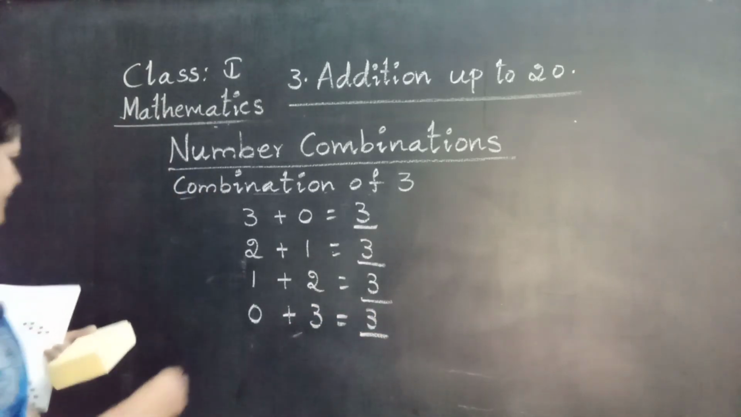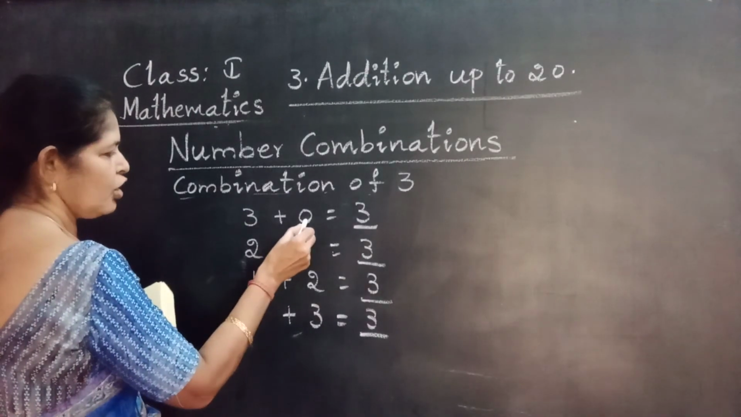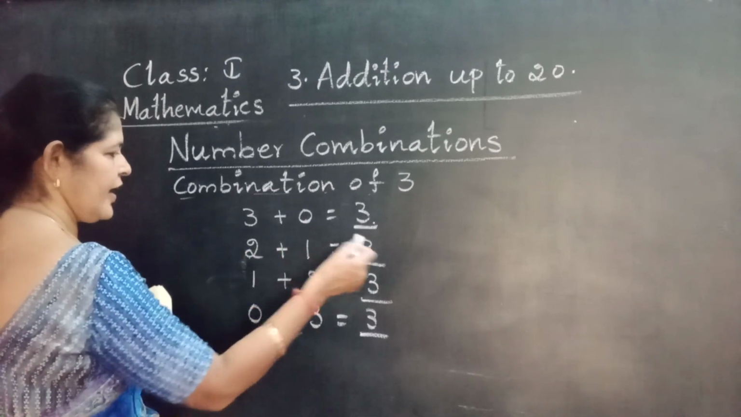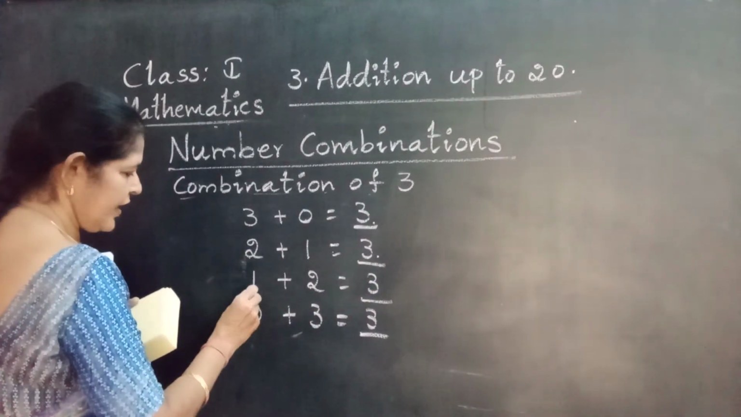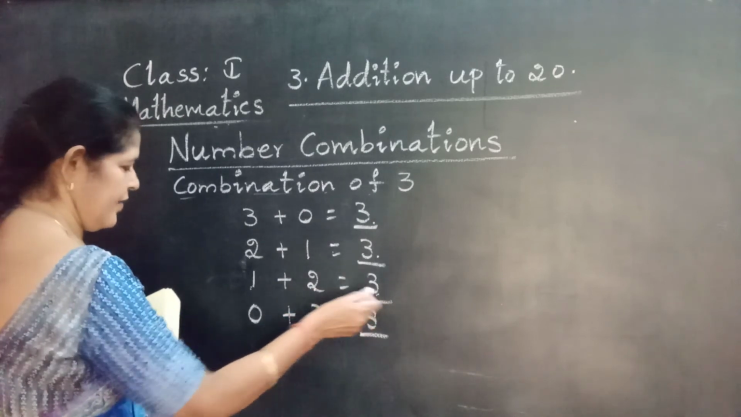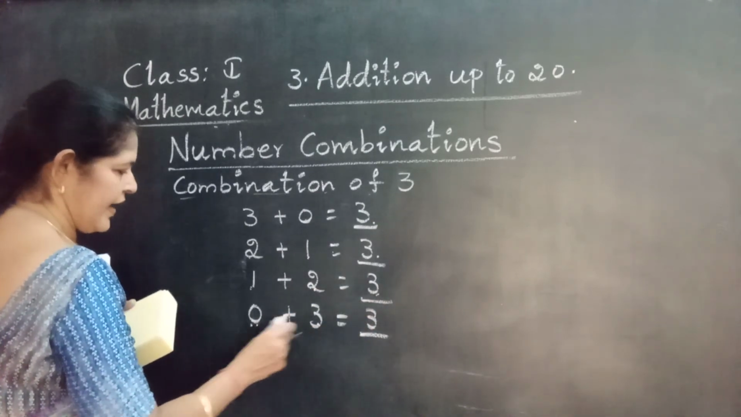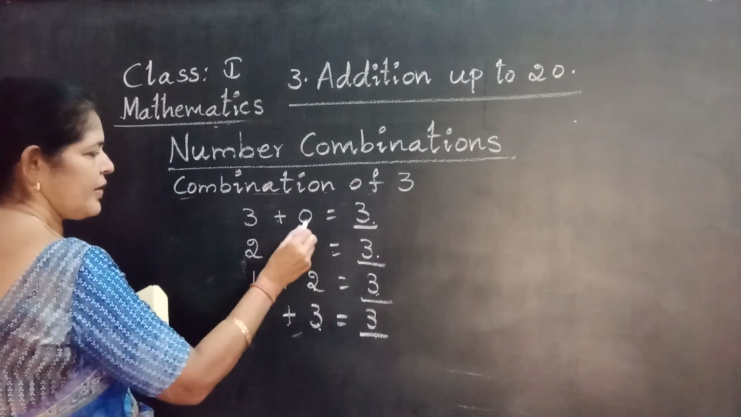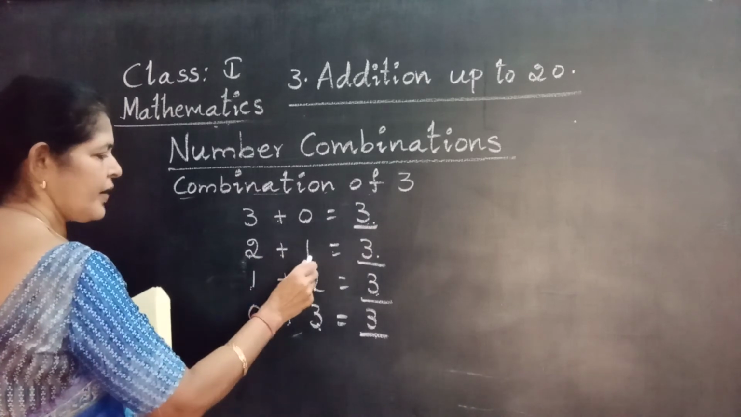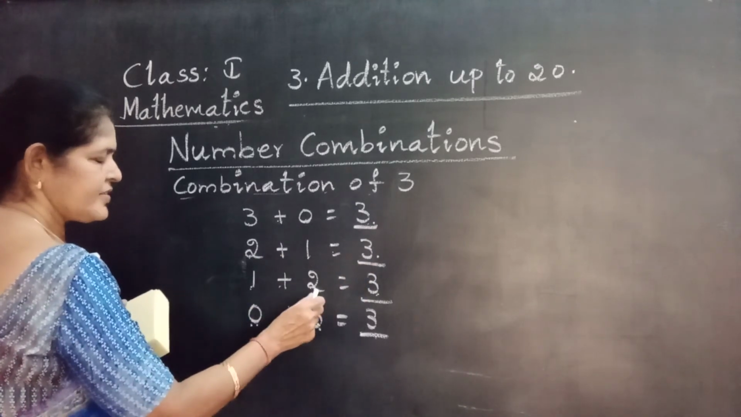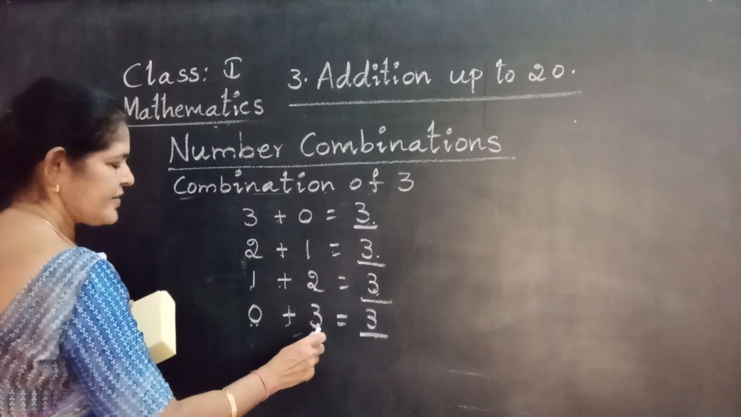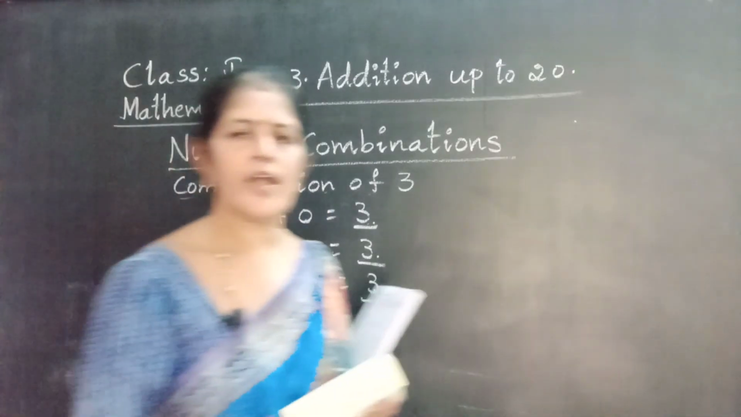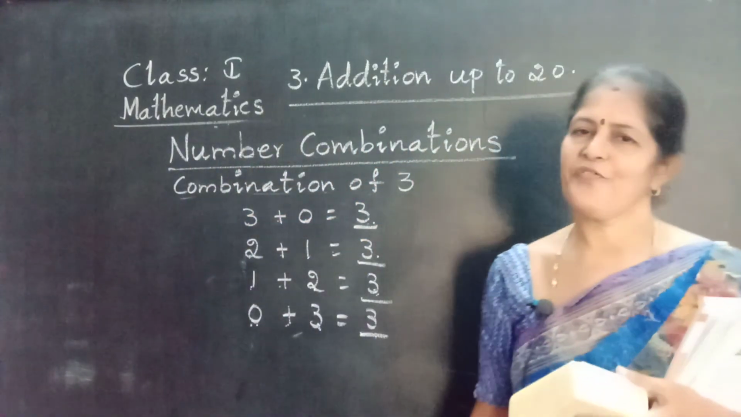Combination of number 3. 3 chocolates, no chocolates. 2 chocolates and 1 chocolate, 3 chocolates. 1 chocolate and 2 chocolates make 3. 0 plus 3, no chocolates, 3 chocolates, 3. This is the combination of 3. 3 plus 0, 3. 2 plus 1, 3. 1 plus 2, 3. 0 plus 3, 3. This is the number combination of 1, of 2, and of 3.